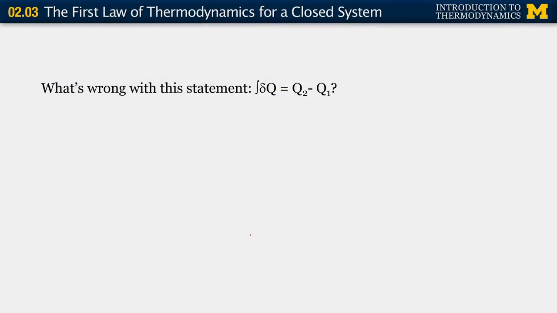Okay, so what I want you to do is to think about the expression that you see on the screen now. What's wrong with this statement? What we're saying is that the integral of the differential amount of heat transfer is equal to Q2 minus Q1. And I'll tell you there's something wrong with that statement. And what I want you to do is come back with an explanation of what's wrong and how do you fix it. Thank you.